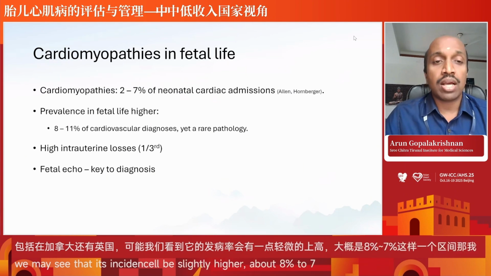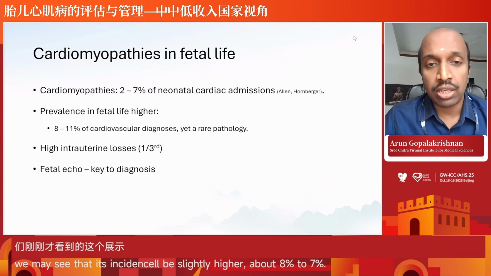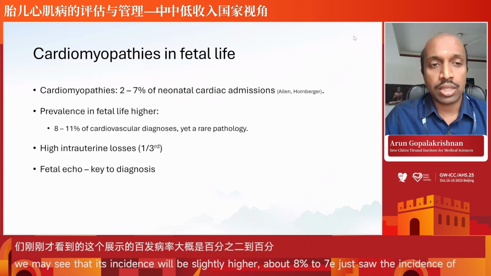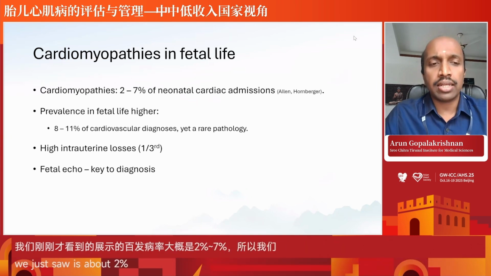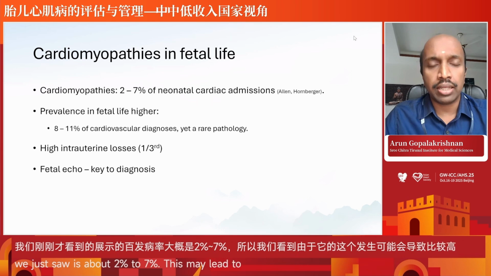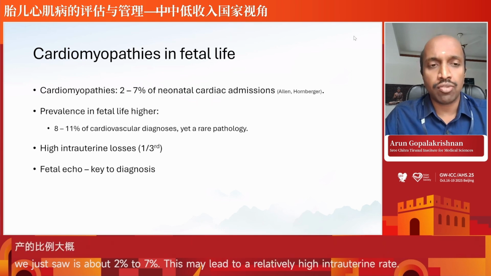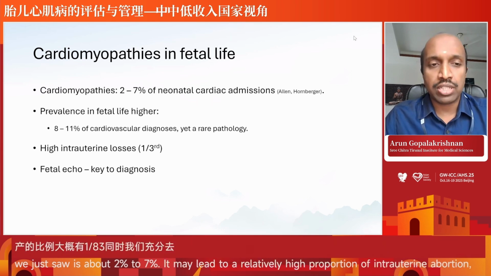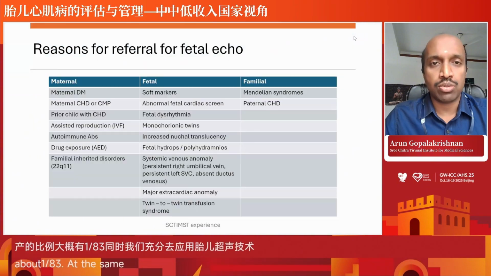And it is associated with high intrauterine losses. In fact, 1/3 of them tend to have an adverse outcome. And unlike cardiomyopathy in newborn life or in adult life, there is only one modality of investigation, that is fetal echo. That's the key to diagnosis.